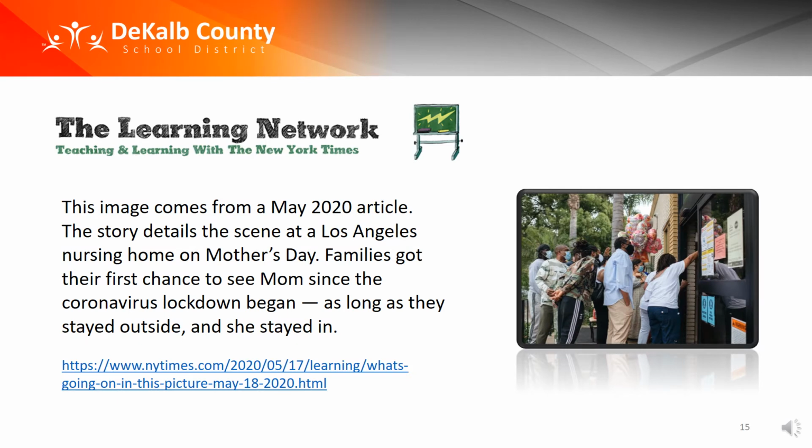Now that you have had an opportunity to practice using the protocol, let's read the caption to see what's really going on. This image comes from a May 2020 article. The story details the scene at a Los Angeles nursing home on Mother's Day. Families got their first chance to see mom since the coronavirus lockdown began, as long as they stayed outside and she stayed inside.